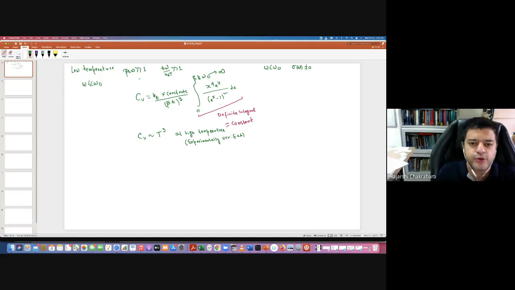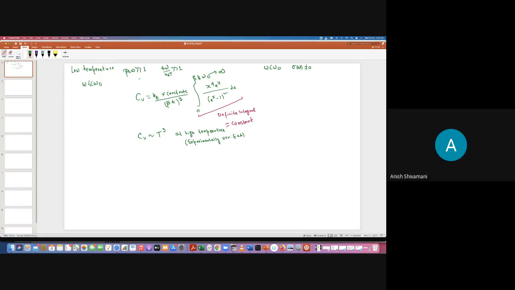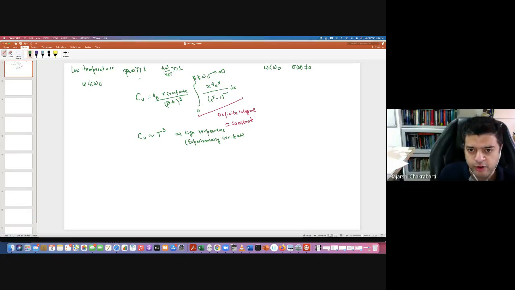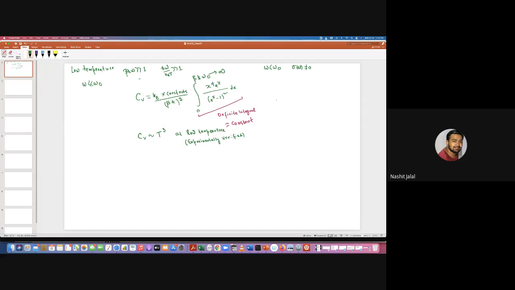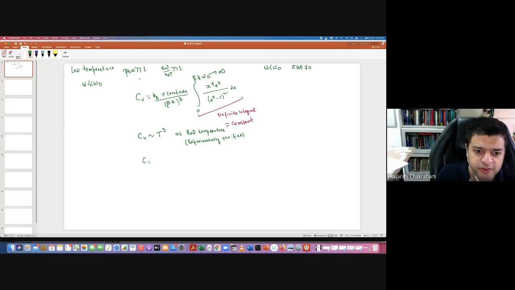So actually I don't need to do the integration. Sorry, I must be very careful. What happens at low temperature versus high temperature? Sorry, low temperature gives T cube. And CV is 3N kb at high temperature, independent of temperature essentially, isn't it?